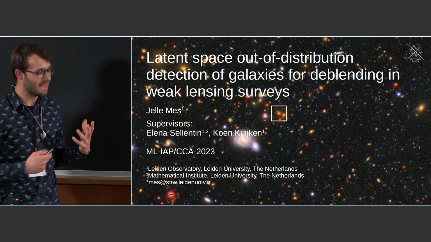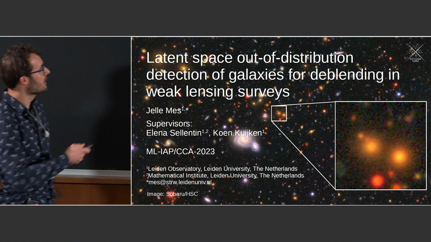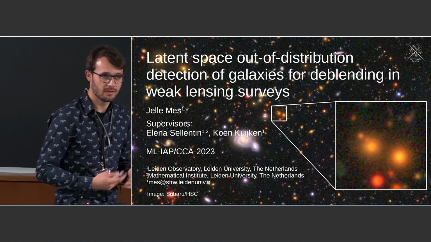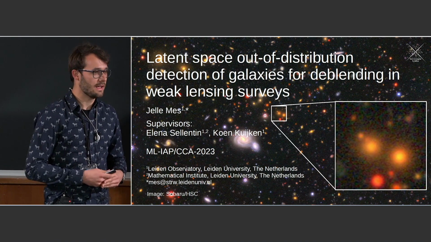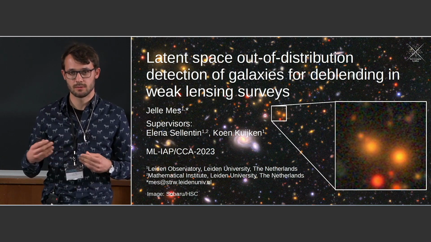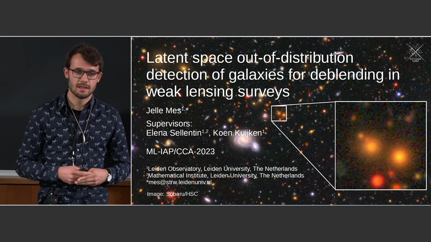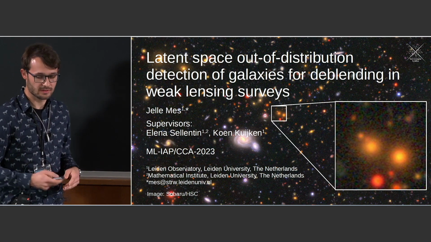So what is deblending? Well, specifically, that's in this case, for instance, where we have several galaxies which partially overlap, and that's because of the projection effects, of course, when we observe them. And they can influence both our photometry measurements, which are important for the photometric redshifts, and also they influence the shape, and therefore the shear measurements.